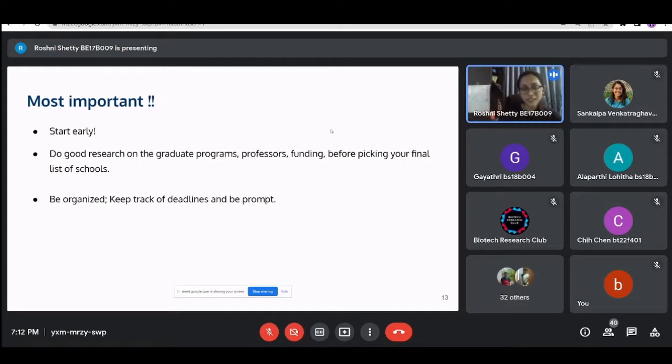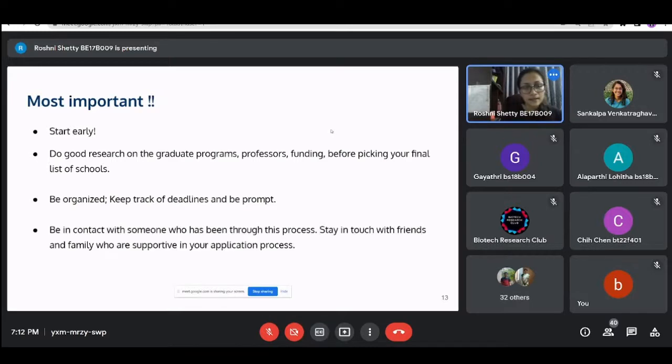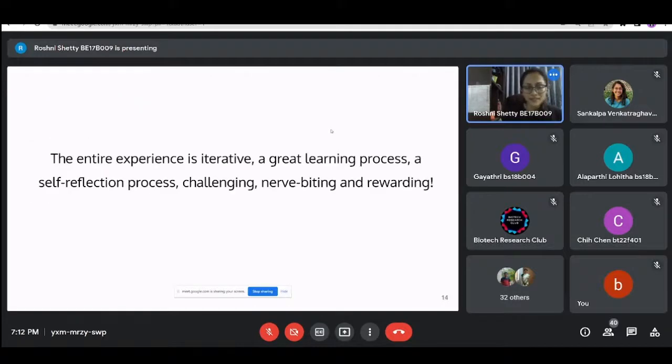Be organized, keep track of all the deadlines, and be prompt. You can have an Excel sheet where you make a list of schools, the requirements, and all the deadlines. That way you won't miss out on information. And be in contact with someone who has been through this process. It's really helpful if you know someone, even your family or a friend, who can support you through this application process, because it can be really draining to take it on alone. So be with someone who can support you. Coming to the end of my talk, the entire experience is very iterative.